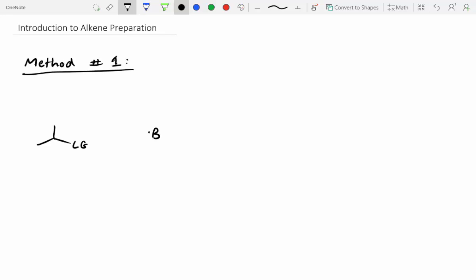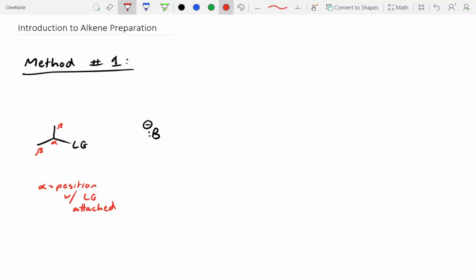And we're going to react this with some sort of base, and I'll call this base B minus. First thing you do when you're looking at these sorts of reactions is you identify the carbons as either alpha or beta carbons. Your alpha carbon is going to be the carbon that's directly attached to your leaving group, and your beta carbon is going to be one carbon further away. So alpha equals the position with the leaving group attached.